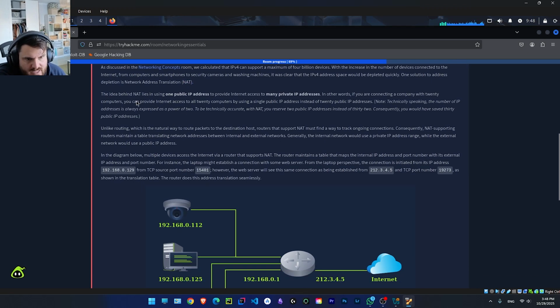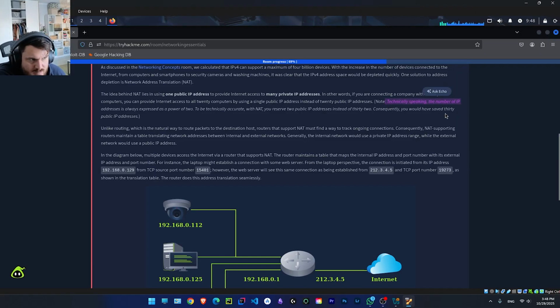The idea behind NAT lies in using one public IP address to provide internet across the many private IP addresses. In other words, if you are connecting a company with 20 computers, you can provide internet access to all 20 computers by using a single public IP address instead of 20 public IP addresses.